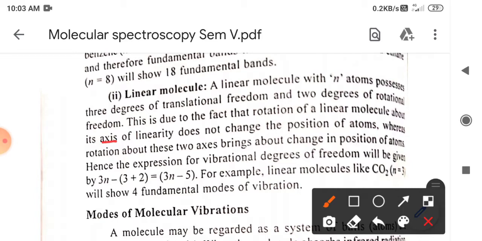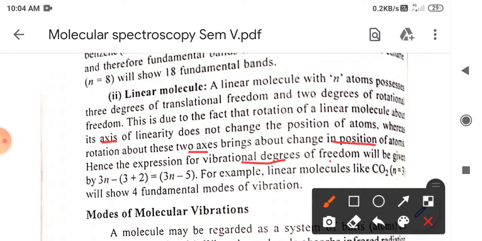So if we consider the rotation about the bond axis, then there will not be a change in any coordinates related to any atom. So we just need to decrease that one number. The other two rotational modes, which are about two axes, bring about a change in the position of atoms. So we have to consider those two rotational modes, but the rotational mode related to the linear axis will not be considered here. So we just decrease the degree of rotational motion.